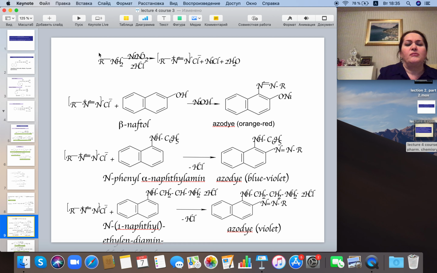In the preparation, first primary aromatic amines react with sodium nitrite in the presence of hydrochloric acid to form a diazo salt. The diazo salt, with different other components, for example beta-naphthol, N-phenyl-alpha-naphthylamine, and 1-naphthylethylenediamine hydrochloride, gives different azo dyes. In the first case, an orange-red azo dye. In the second case, a blue-violet azo dye. In the third case, a violet azo dye.